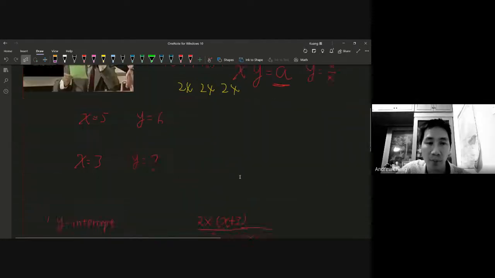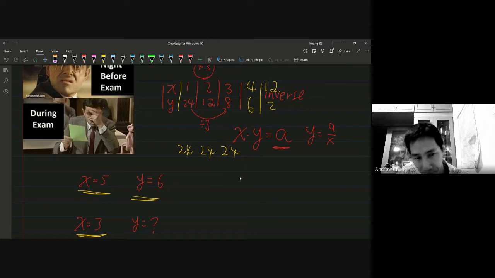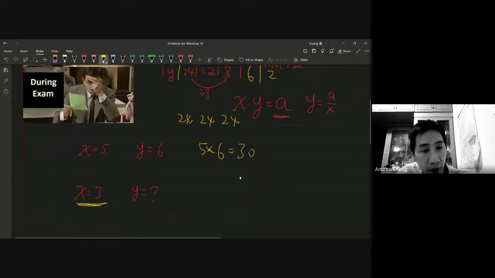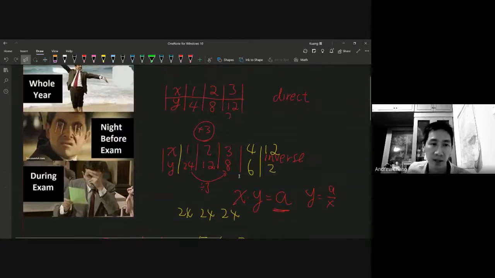Here is an example. If I say x and y are inverse variation, when x equals 5, y equals 6, how about when x equals 3, what should the value of y be? So you find the product of x and y. So 5 times 6 is 30. That means no matter what, the product of x and y is always 30. So when x equals 3, y equals 10. All right, this is how to distinguish between direct and inverse variation.